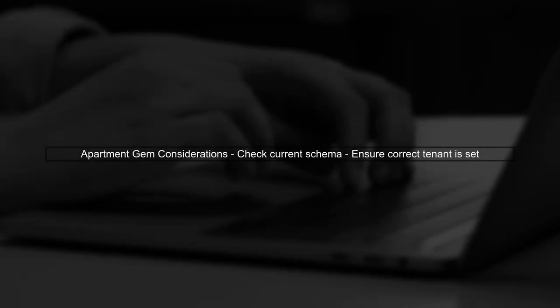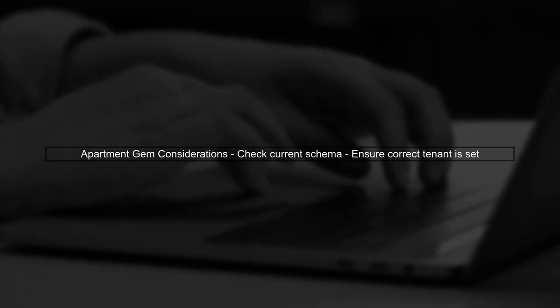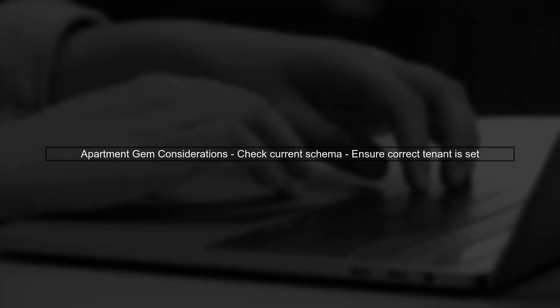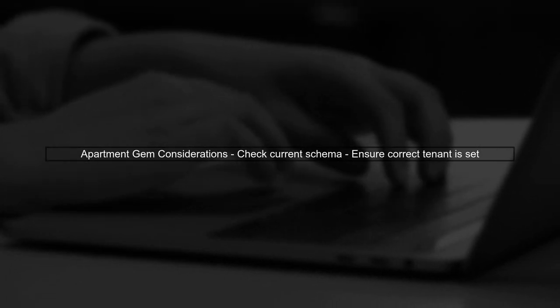Even with superuser privileges, you might still encounter issues if there are foreign key constraints in your database. The error message shows a violation of the foreign key constraint. Since you are using the apartment gem for multi-tenancy, ensure that the correct schema is being used when generating fixtures. This could be affecting the foreign key constraints.